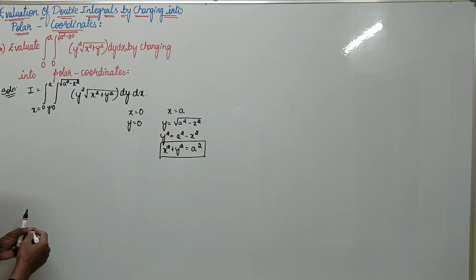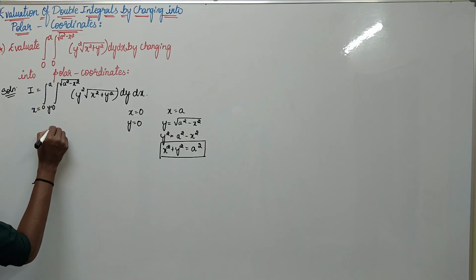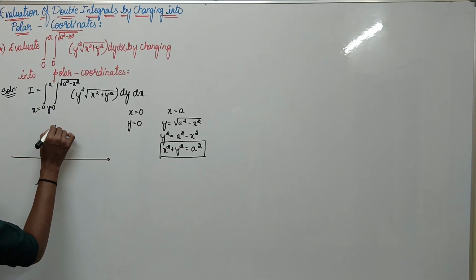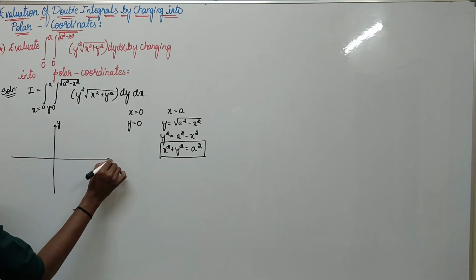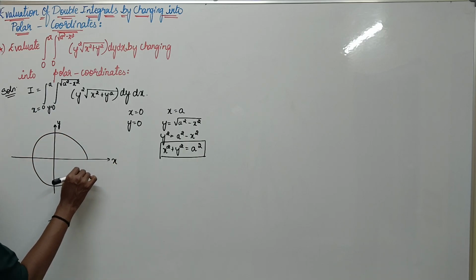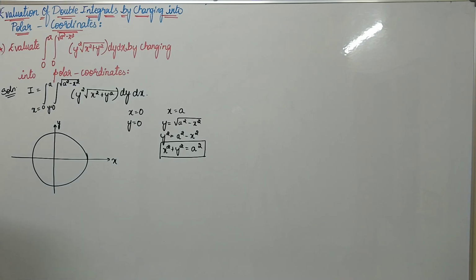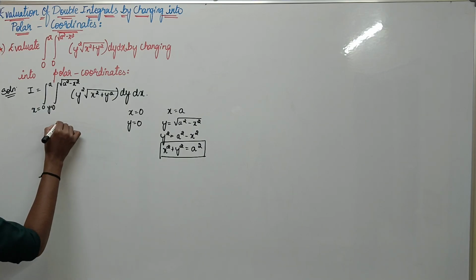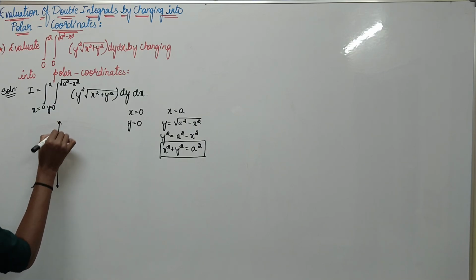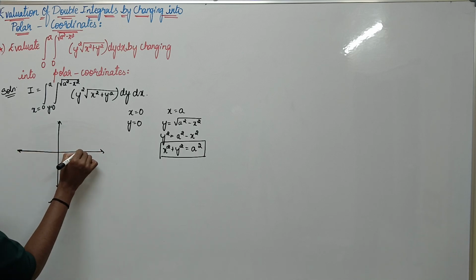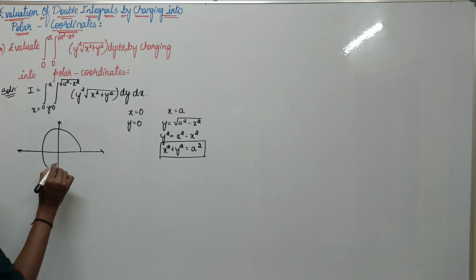How? See, first we are going to consider the x and y coordinates and represent the circle. Okay, it is not exactly a circle, just represent it like a circle. Let us take the shortest boundary.